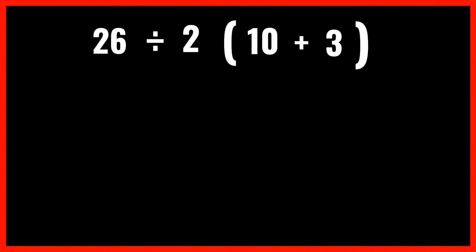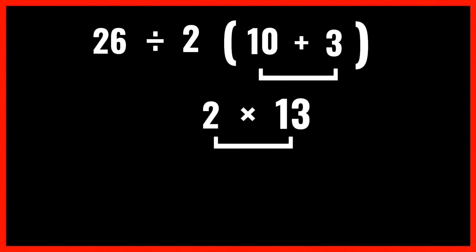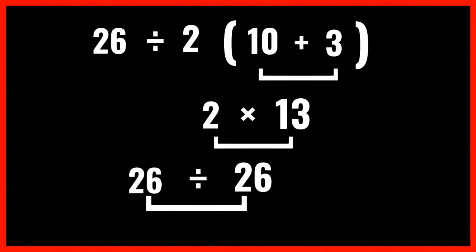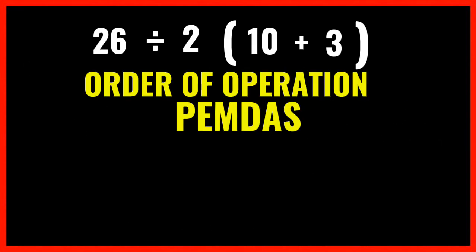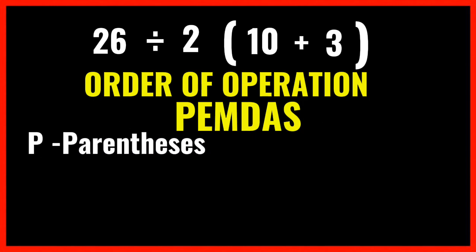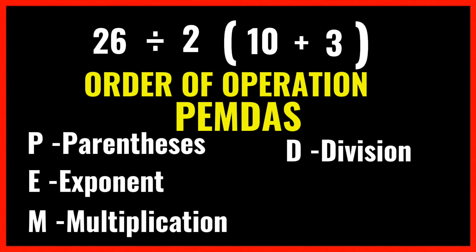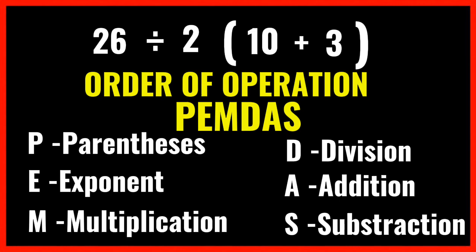We begin by looking at the expression where 10 plus 3 gives 13, and then 2 multiplied by 13 gives 26. At first glance, it may seem like 26 divided by 26 equals 1, but this answer is actually incorrect. The mistake comes from not following the correct order of operations, known as PEMDAS. PEMDAS stands for parentheses, exponents, multiplication and division, and addition and subtraction. It tells us the correct order to solve any mathematical expression, so we don't get the wrong answer.